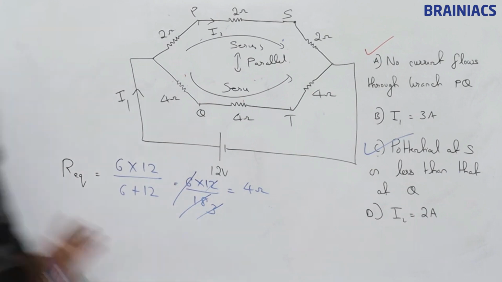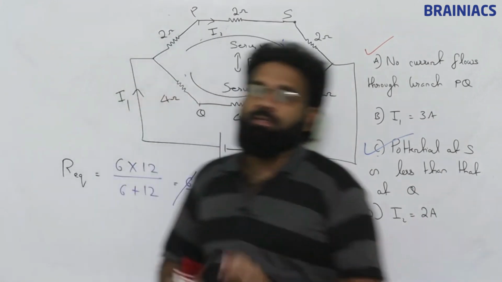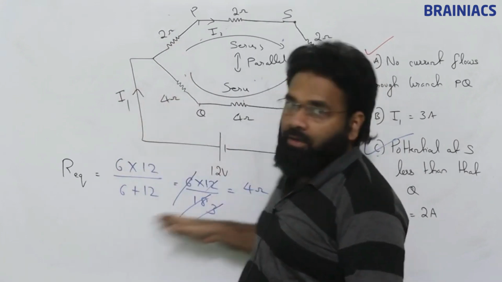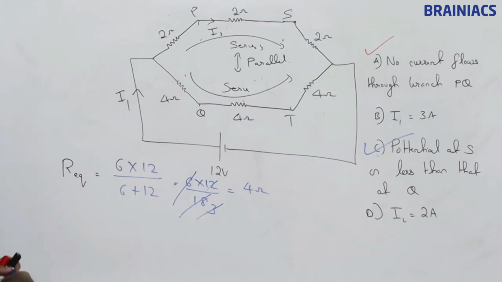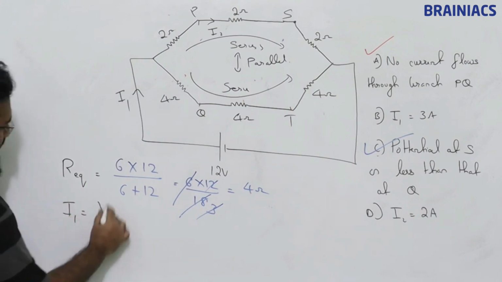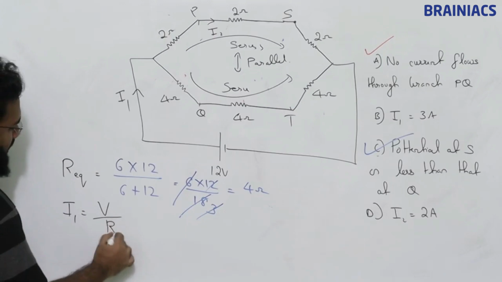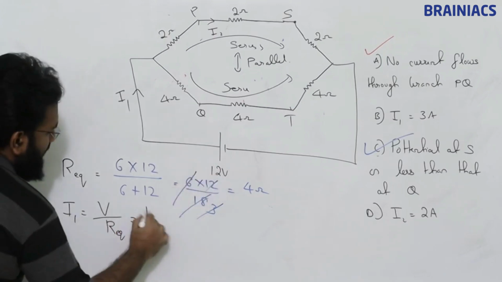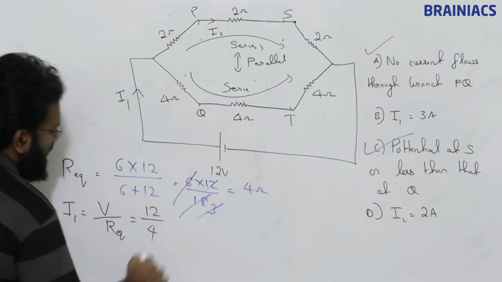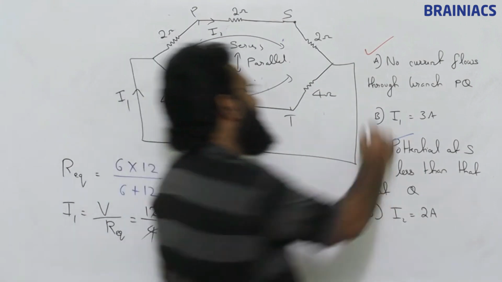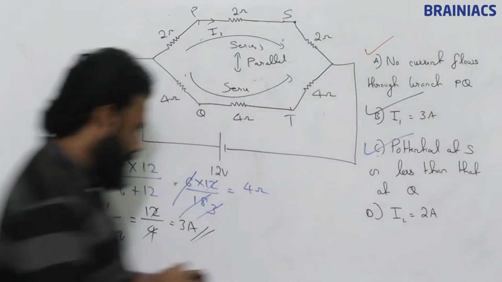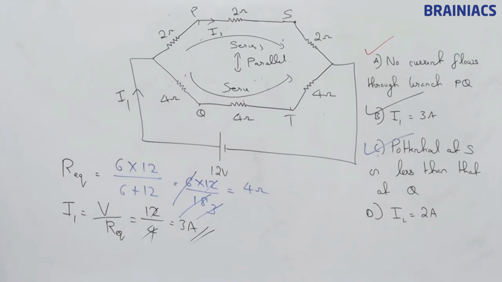Understood? You have solved many circuits, now resistances. I hope these kinds of immediate solutions will be easy to save time. So is it correct? 4 ohm. Now we will find current I1. Current I1 is nothing but V by R equivalent. V is 12, this is 4. Cancel, we get 3 ampere. So I1 is correct, 3 ampere. Option B is also correct. Note it down.